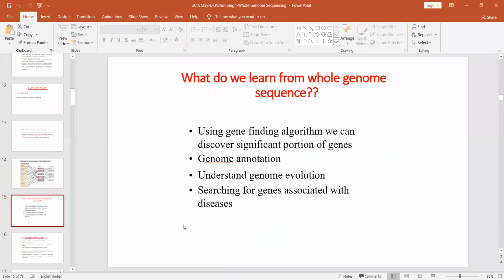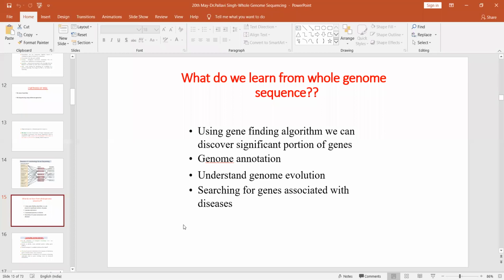So why do we need to apply whole genome sequencing? We need to apply it because it helps us to find the genes. What are the genes in the entire genome? Because your genome does not have only genes. You have also got non-coding segments. So you have got both introns, exons, repetitive elements, and junk DNA in the entire genome.